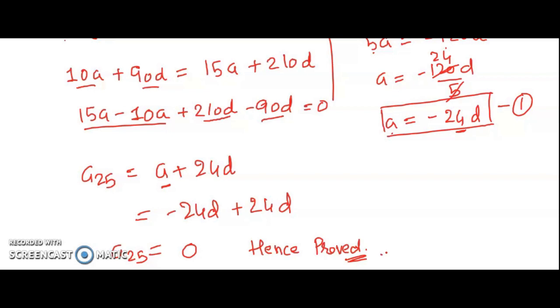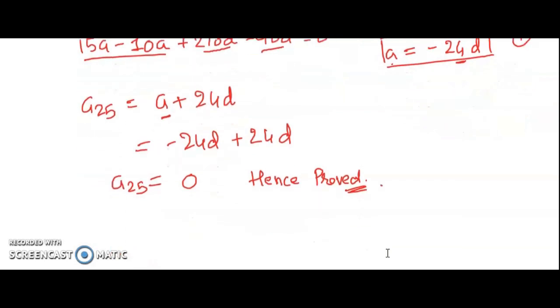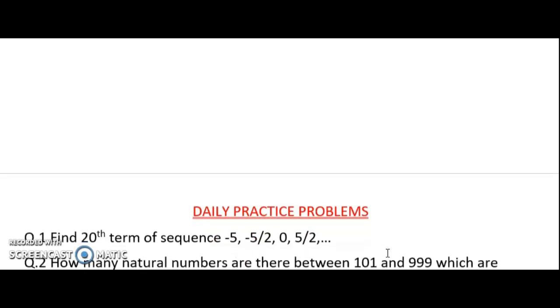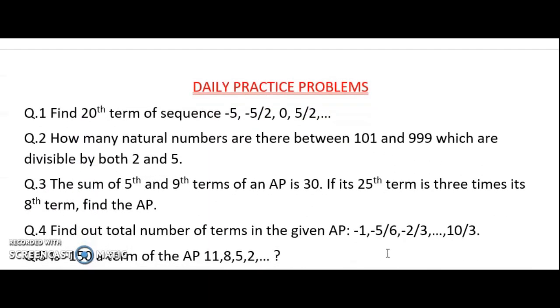So these are the different types of questions asked based on only one formula. The formula is the nth term of an AP, a_n equal to a plus (n minus 1)d. Based on this formula and these questions, you can solve those questions on your own. So these are the practice problems for you. So here we end our lecture.